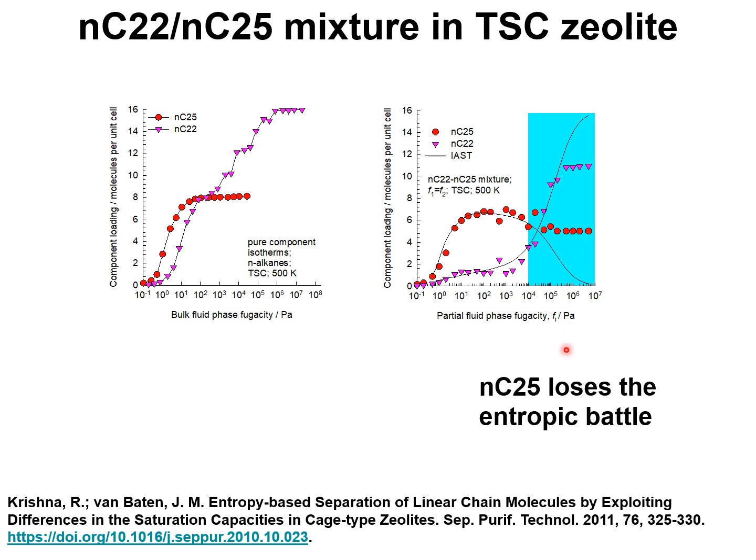So it is possible to selectively adsorb alkanes with the shorter chain length and exclude chain lengths in excess of 24, 25, 26 carbon atoms by adsorptive separation, adsorptive dewaxing using TSC zeolite.